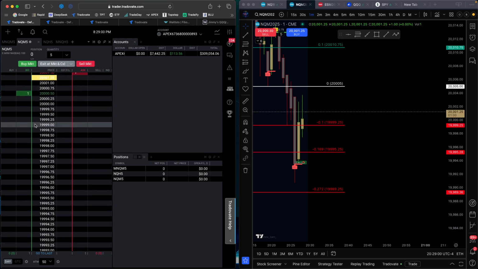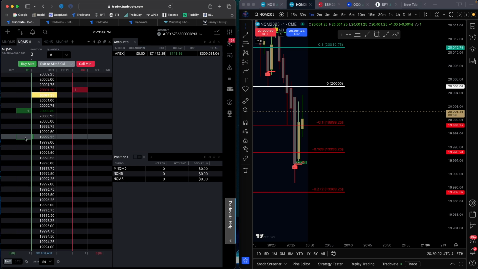So 25 again, 1925. Shit, I missed the order. So it did break below and pull back up. I ended up missing it.